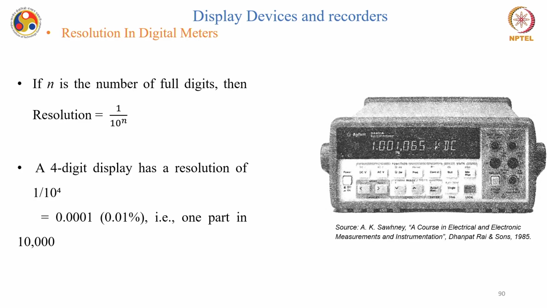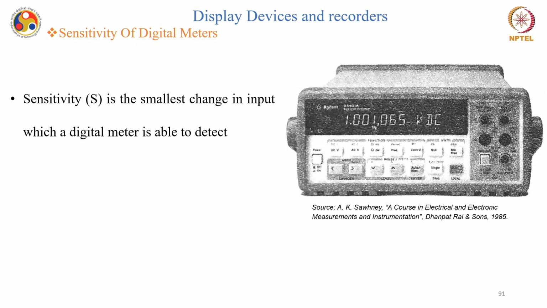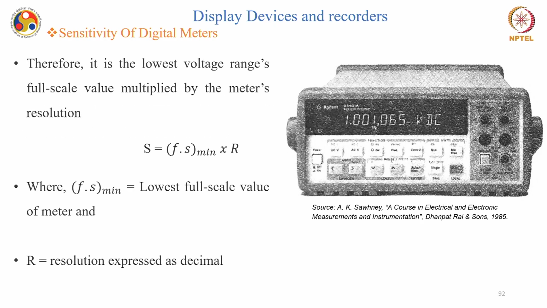Okay. If n is the number of full digits, then the resolution is equal to 1 by 10 to the power n. So, a 4-digit display has a resolution of 1 by 10 to the power 4. Okay. Or you can say 0.01% or 1 part in 10,000. Okay. Now, similarly, there are other characteristics of a digital meter which are also governed by the display that it uses. Okay. Like sensitivity, which is the smallest change in the input which a digital meter is able to detect.